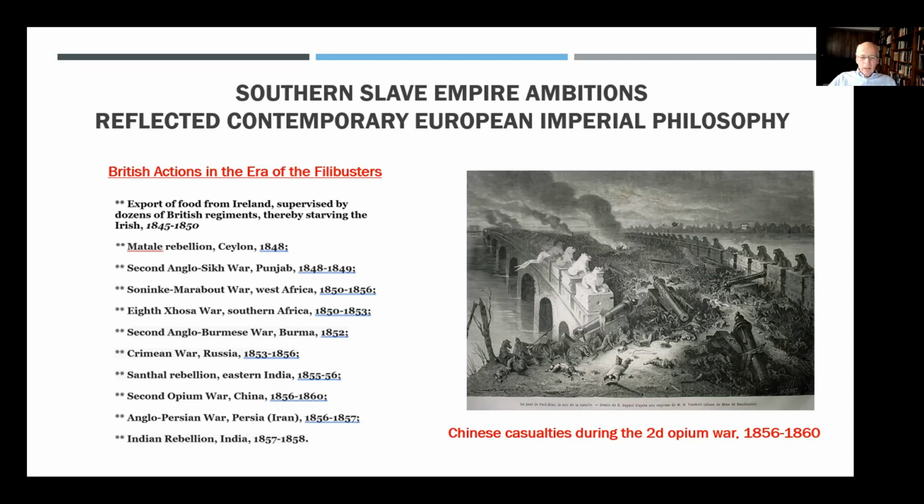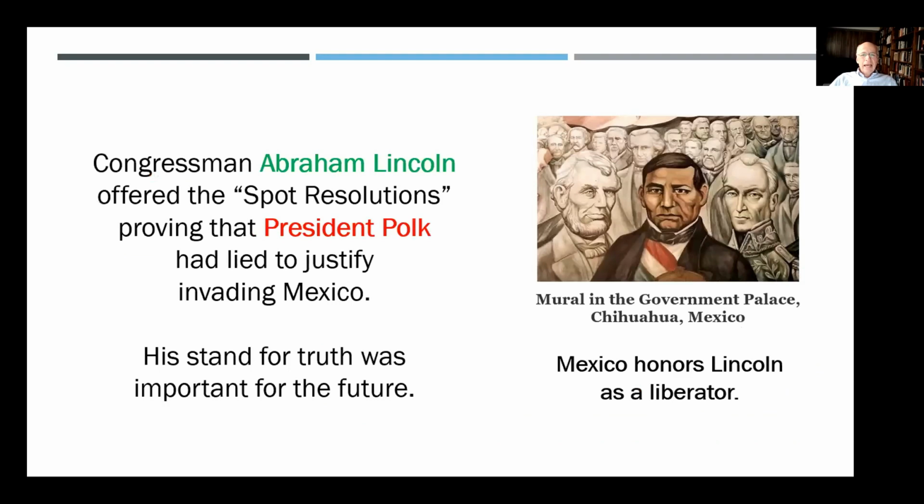You see in the picture on a bridge in China, the slaughter of the Chinese in the Second Opium War, which was during this period. That's where Britain forced China to accept the smuggling of opium into China so they could be ruined as a country. And then the Chinese fought back, and for the second time they slaughtered the Chinese. So that's the morality of the filibusters, what they did in the Americas.